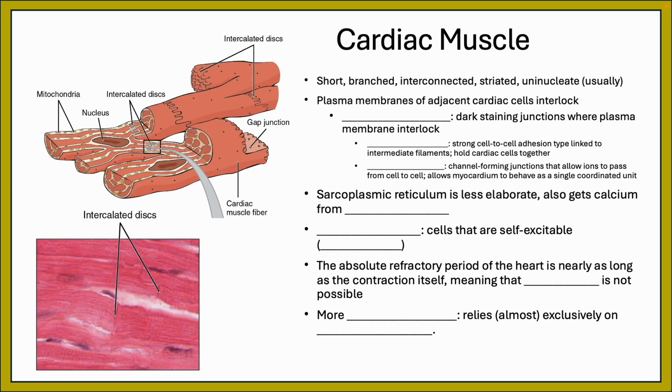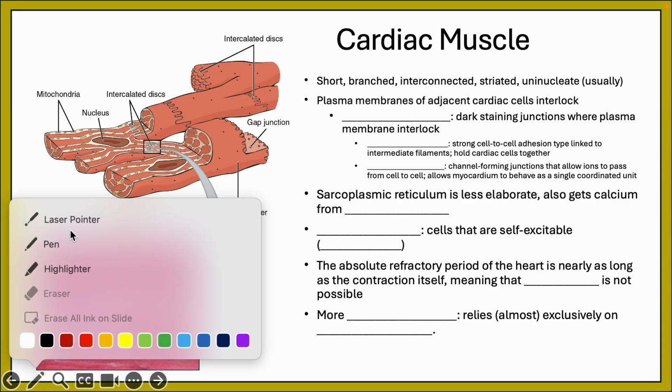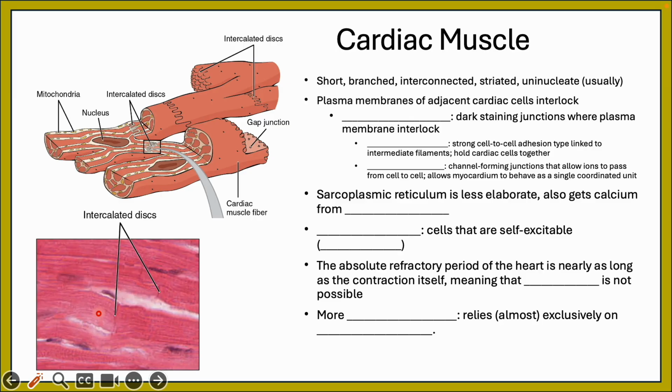So cardiac muscle is similar to skeletal muscle in that it's striated, but unlike skeletal muscle, it is relatively short, has branches, as you can see on this right here. You can see it's branching. It's usually uninucleate, so one nucleus per cell. And then one of the key things is that it is going to be interconnected. So that's what these intercalated discs, which you are seeing right here, represent.